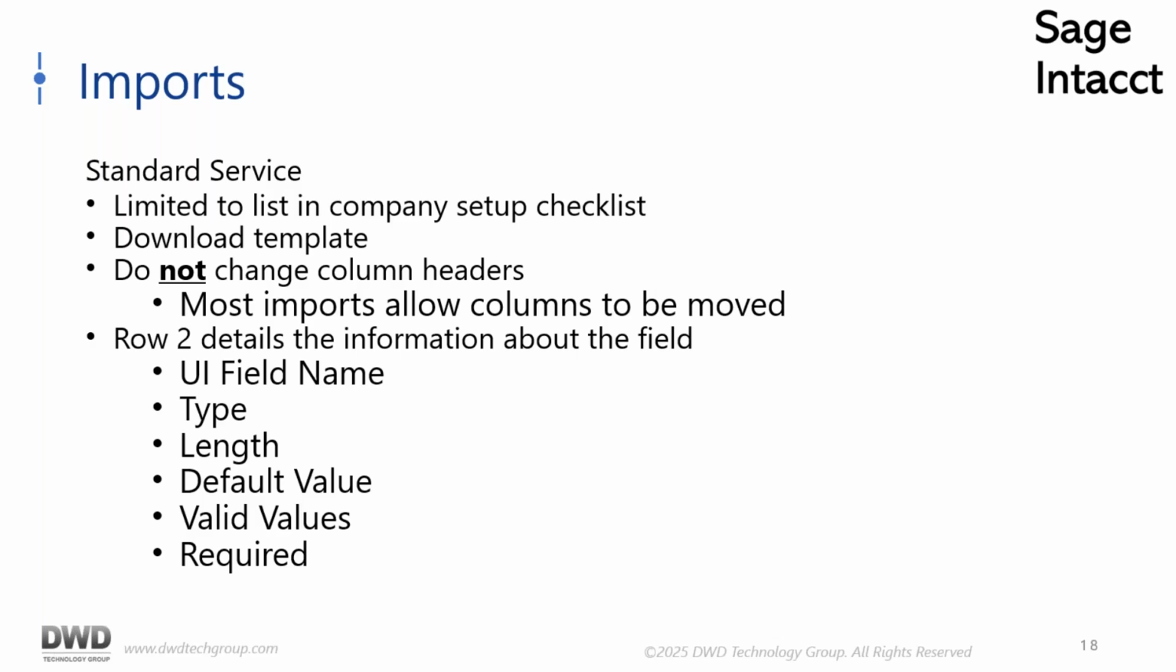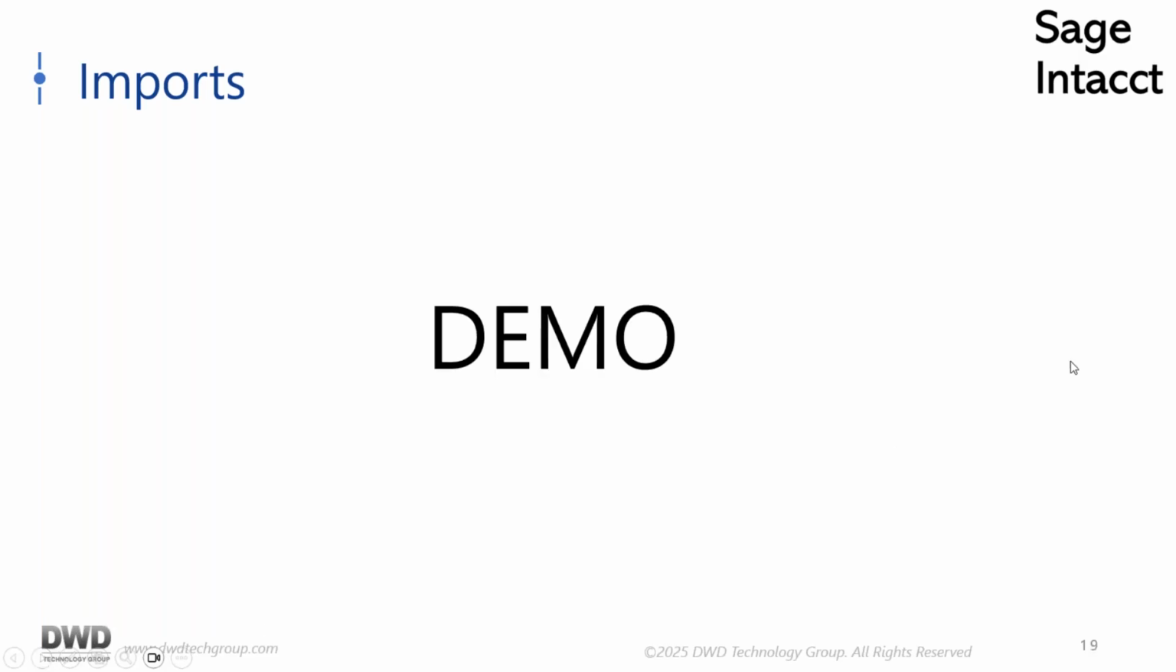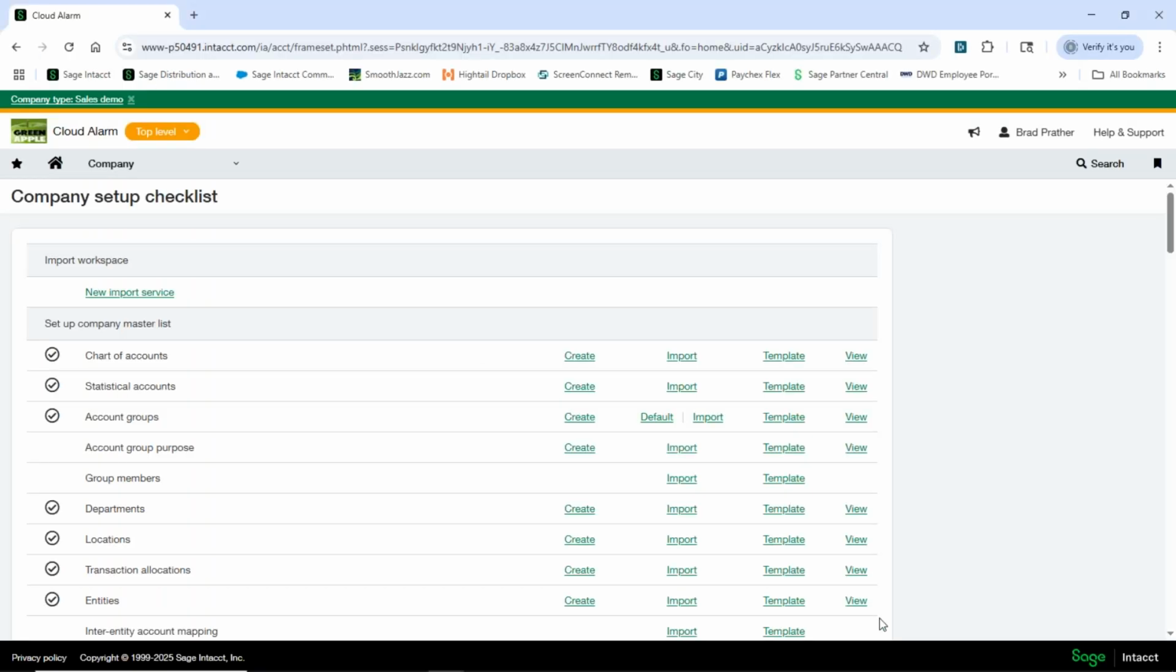And then row 2 in your file tells you what that field is, the length of the field, the type of field, and whether that is required or not. Okay, so let's get back into the software again, take a look at that again, what I'm going to call that standard import.